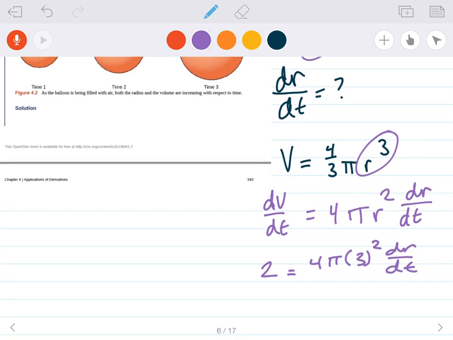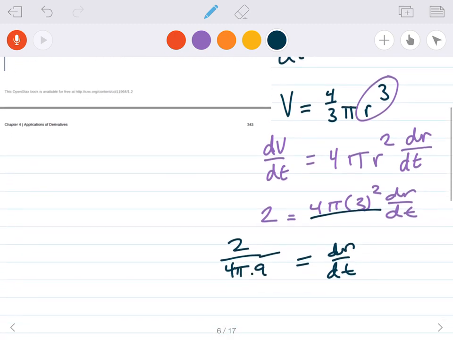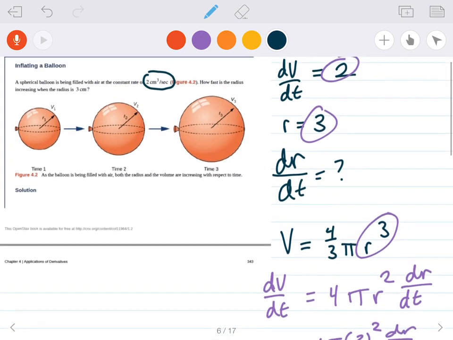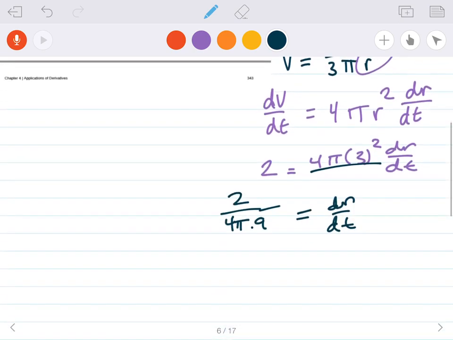Well, all I have to do is divide both sides by this mass. So I get dr dt is equal to 2 divided by this mass. That's 9, okay? And my units, well, the change in the radius is in centimeters, and time was in seconds. So my unit should be centimeters per second. Okay, so let's do this.